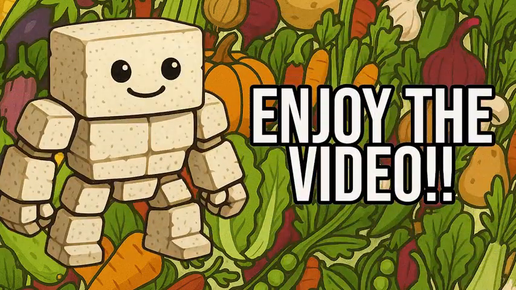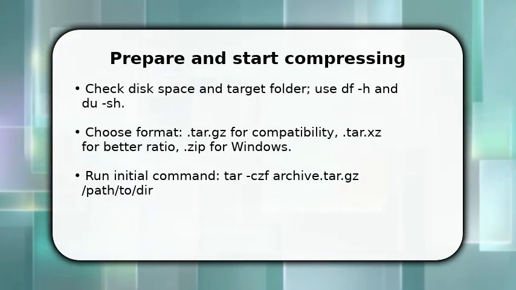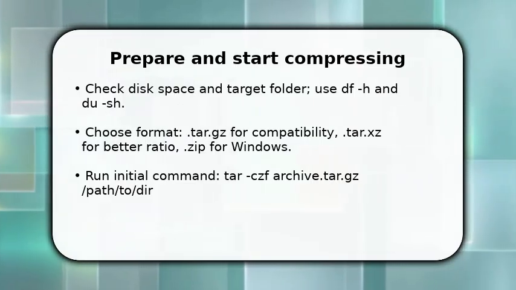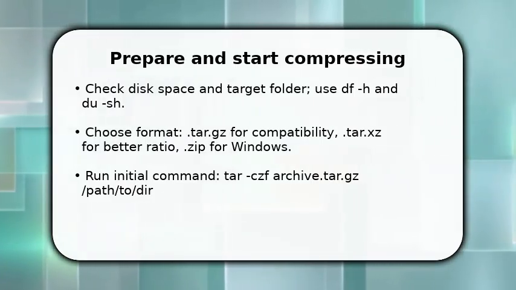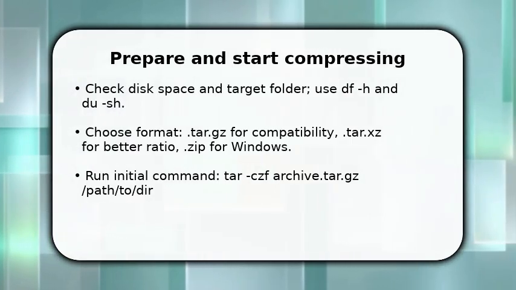Please enjoy the video. You begin by confirming prerequisites: enough disk space and the files you want to include. Once confirmed, pick a format based on compatibility versus size. tar.gz is fast and widely compatible, tar.xz gives smaller output but is slower.